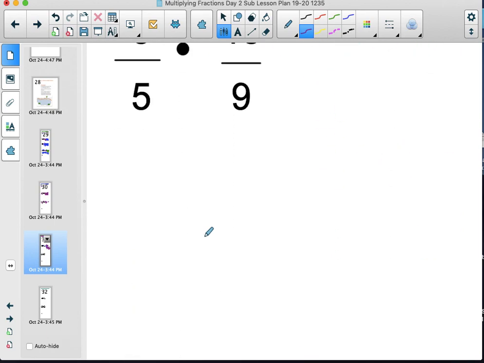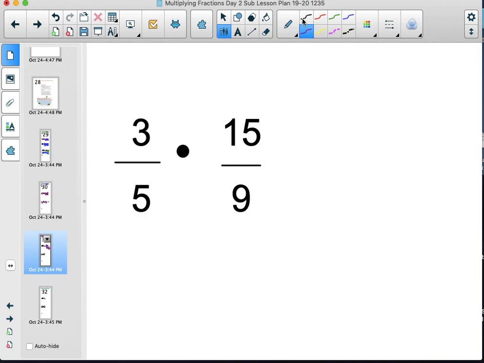All right, let's try this one. Once you multiply it straight across, you get 45 over 45. Yes, you heard that right. 45 over 45, or 1 whole. Let me show you how you maybe could have predicted that as 1 whole.